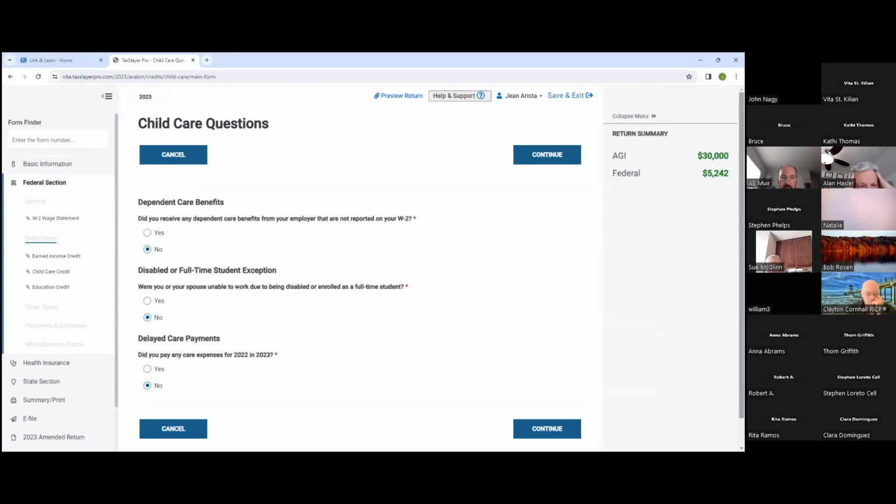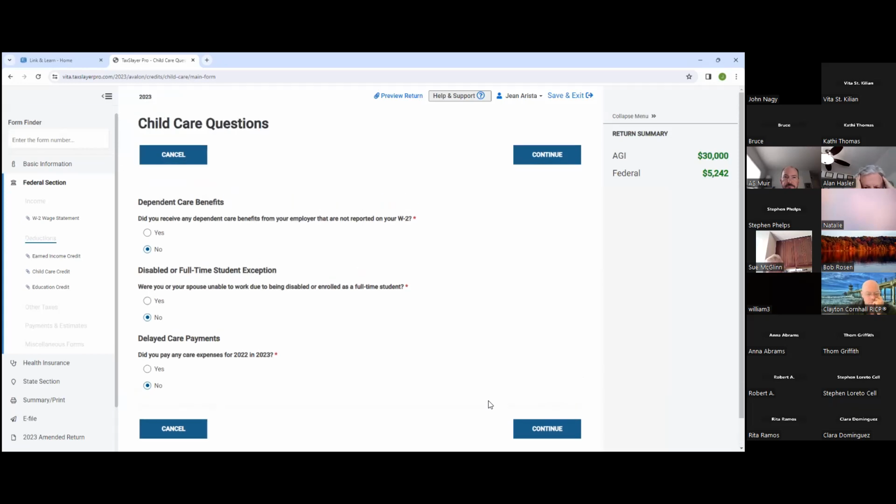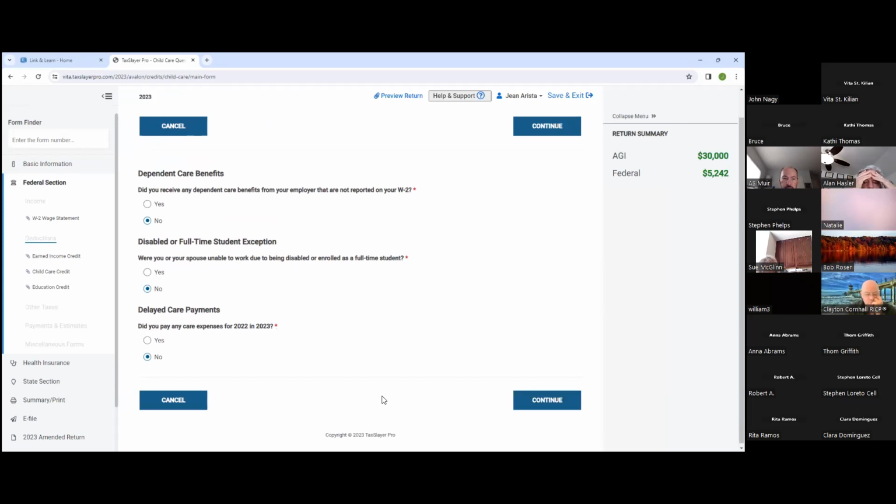I had this issue last night when I was working on this. Let's see if I can get past the screen. If their childcare December payment was paid on January 1st, we'd have to say yes on that. When you say January 1st of 2023, yeah, if you paid your expenses for 2022 in 2023, you would say yes. Okay. All right, let's see if I can get past this. If I can't, I can't.